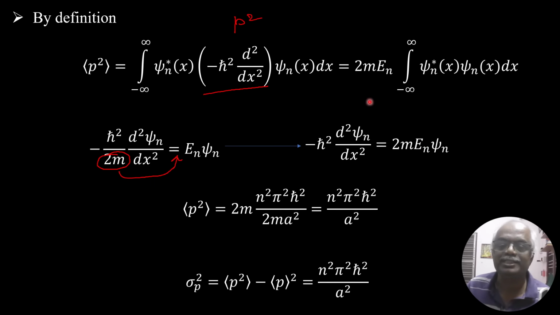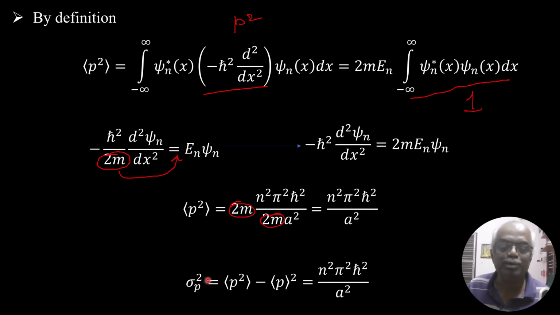So I can replace this. I am bringing this 2m E n outside the integral. Then this is psi star psi dx, which is 1 due to the orthonormal property. Then the expectation value of p squared is 2m multiplied by this E n, that is n squared pi squared h cross squared over 2m a squared. Here I can cancel this 2m and this 2m. The expectation value of p squared is n squared pi squared h cross squared over a squared.